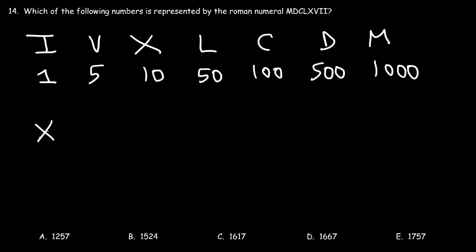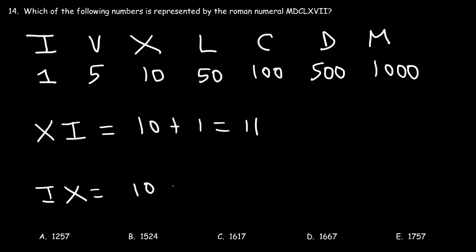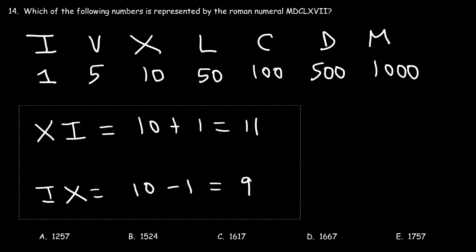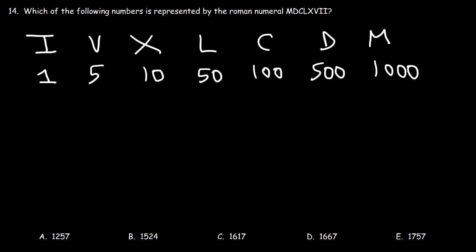So what are the values for XI and IX? XI is going to be 10 plus 1, which is 11, and IX is 10 minus 1, which corresponds to 9. So keep that in mind. Now let's focus on this expression.